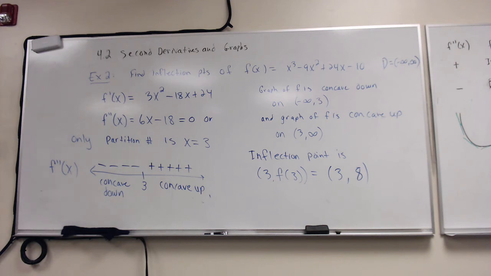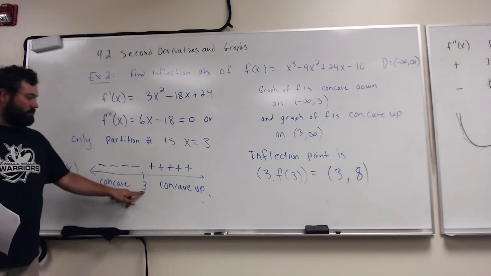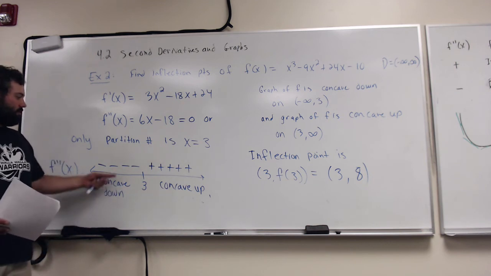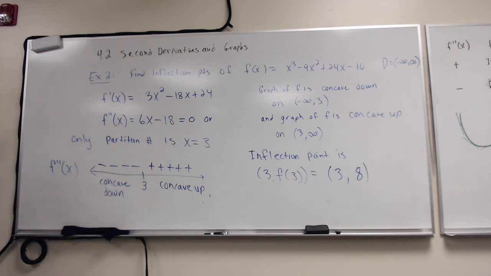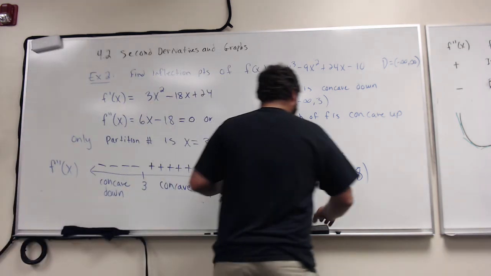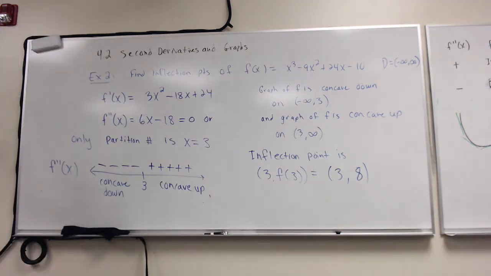Okay, for inflection points, find a second derivative. Find your partition numbers where it's 0 or undefined. Once you find those partition numbers, you put them on a number line, pick test values, and then note the sign on the second derivative. And then if that number is in the domain and the concavity changes, it leads to an inflection point. Okay. All right, so everybody okay with that one? All right.